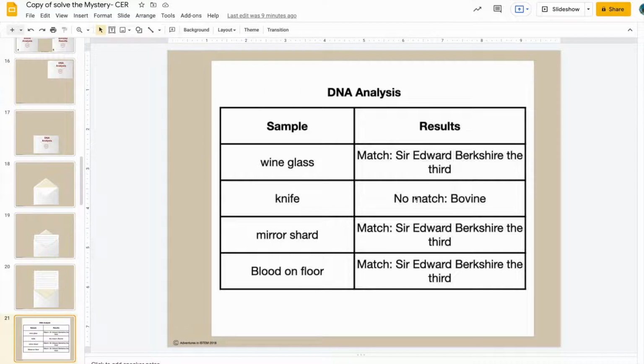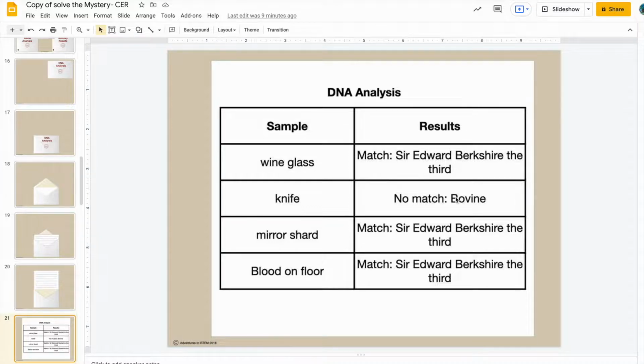And notice one says bovine. Well, my students might not know what bovine is. So again, they're going to have to research that information. So it turns out bovine is cow's blood, and the prescription drug is for high blood pressure and for people who have heart conditions. So they can put it all together to figure out what actually happens.